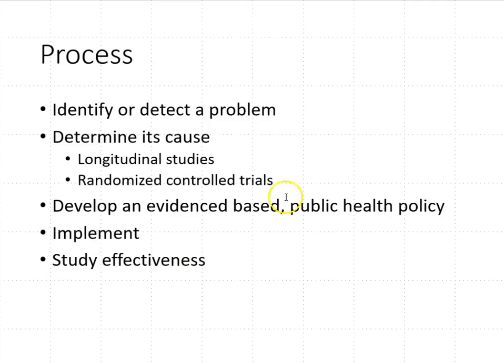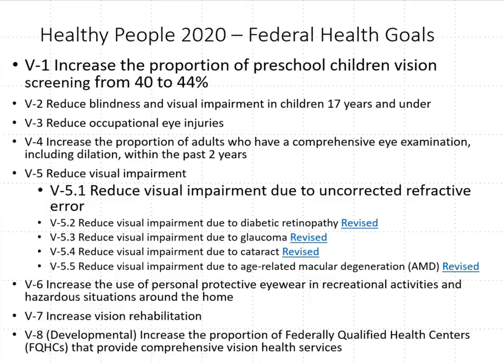Now, a lot of times we think of public health as access to care or free clinics, but it's more than that. In our case of vision, the federal goals under Healthy People 2020, and I'm sure you've encountered this concept before, include a couple of things related to the topic we wish to address today, which is myopia: increase the proportion of preschool children who have vision screening from 40 to 44%. So we want to screen more kids, detect more vision problems, catch them early.